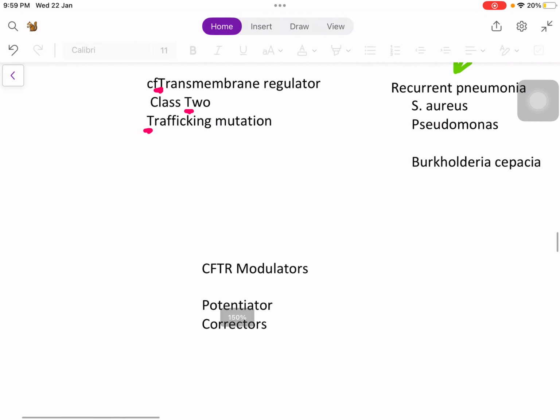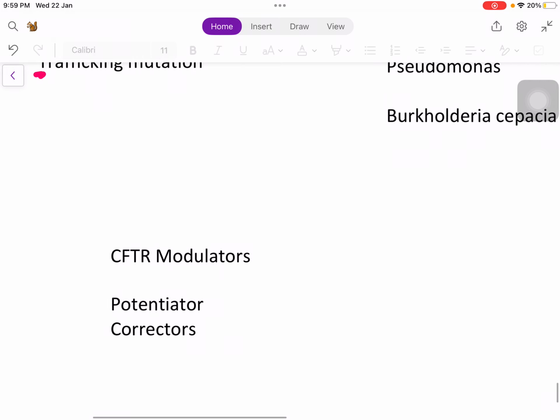Then for the treatment, we have CFTR modulators, which include potentiators and correctors. Potentiators means that they increase the potential, so they open an existing channel, and correctors means that it corrects the trafficking mutation, that is, it brings the CFTR channel from the cytoplasm to the surface. Now you can tell in the comments the examples of these potentiators and correctors.